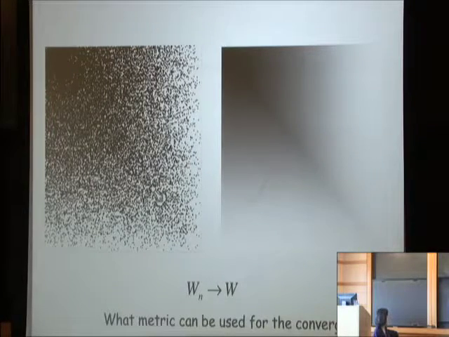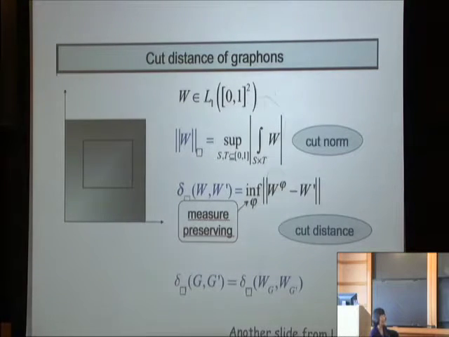To get the convergence down, I stole another view graph from Lovász. So basically, there's this cut norm, which means you take any subset S, any subset T, and look at the measure of the difference of the two. You allow yourself to relabel and take the norm, this cut norm, called cut distance.